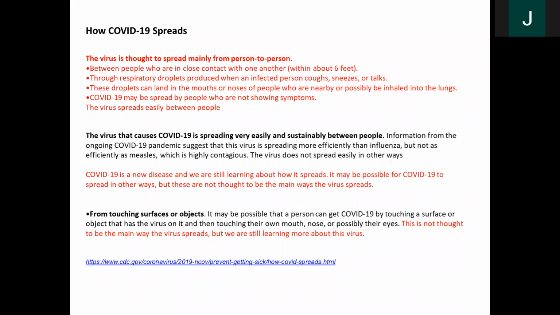So this is an excerpt from the CDC that actually says what I've just mentioned. If you look down, touching surfaces, they say it can spread this way, but this is not the main way this virus spreads. If it was spreading this way, all the surface cleaning and hand washing would work, and it's clearly not working.